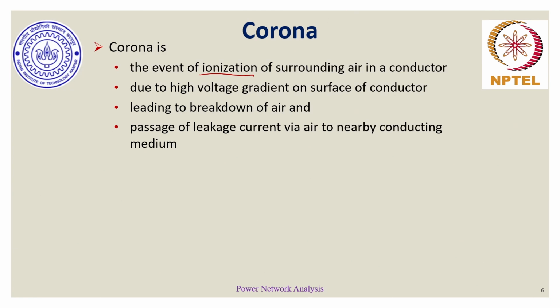And this ionization of air is because of high voltage gradient, which in a way leads to electrical breakdown of air. Air is a bad conductor of electricity. It's actually a very good insulator. But beyond a particular voltage gradient or a particular voltage, air also loses its insulation property and tends to behave as a conductor. And this conduction property of air leads to leakage current. This leakage current originates from the conductor having high voltage gradient, and since the air is now ionized, the current originating from the conductor gets leaked out to nearby passages or nearby electrical bodies.